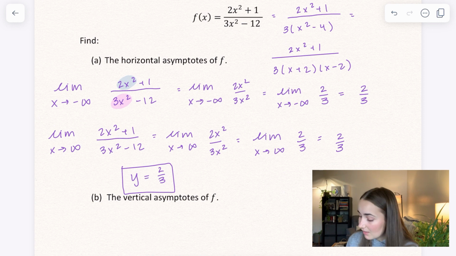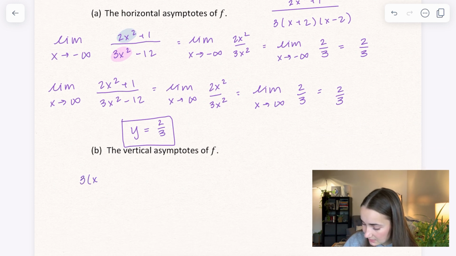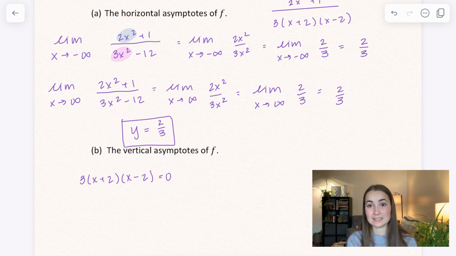So this is where we set the simplified denominator equal to 0. So here I'm going to take 3 times x plus 2 times x minus 2, set it equal to 0, and we're going to solve.